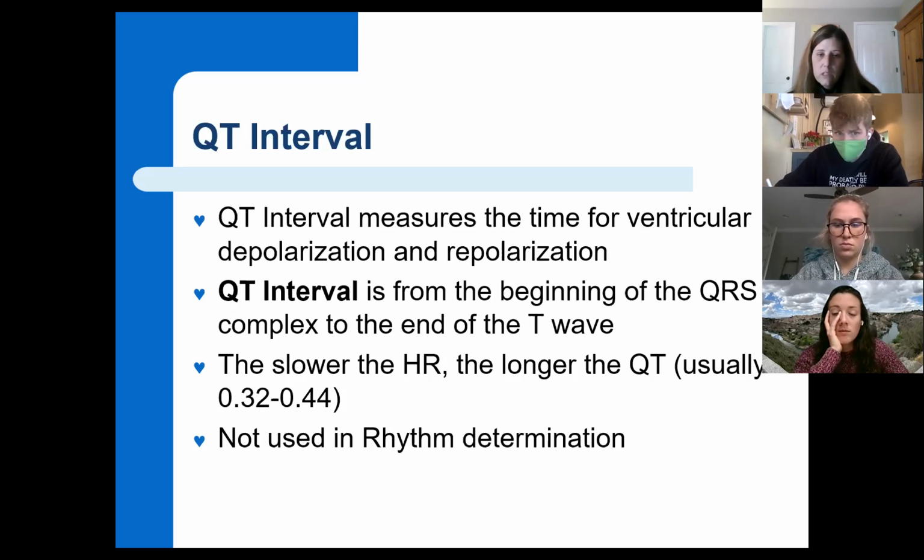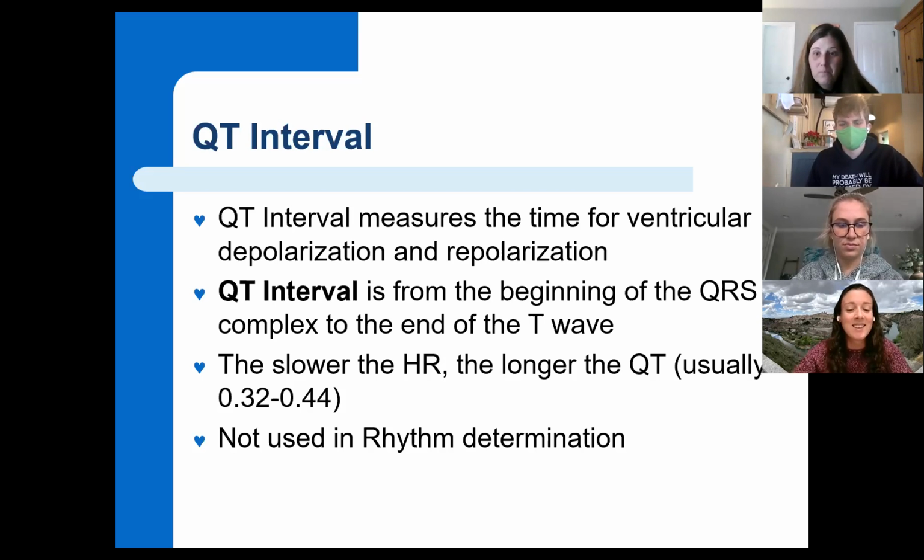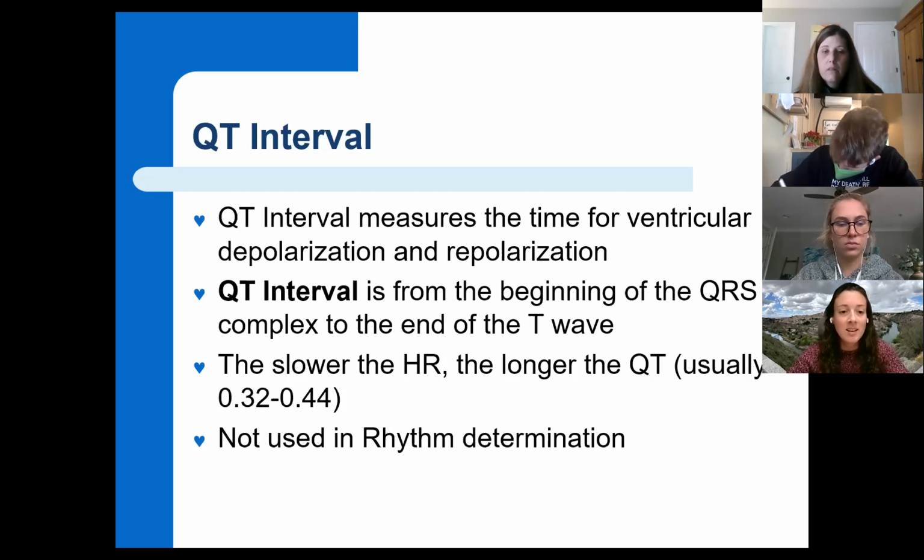There are some reasons why you might have a prolonged QT. I already said lower heart rate, hypocalcemia, so low calcium, low potassium, so hypokalemia. The heart could be ischemic, needs oxygen, right? It could have an infarct.